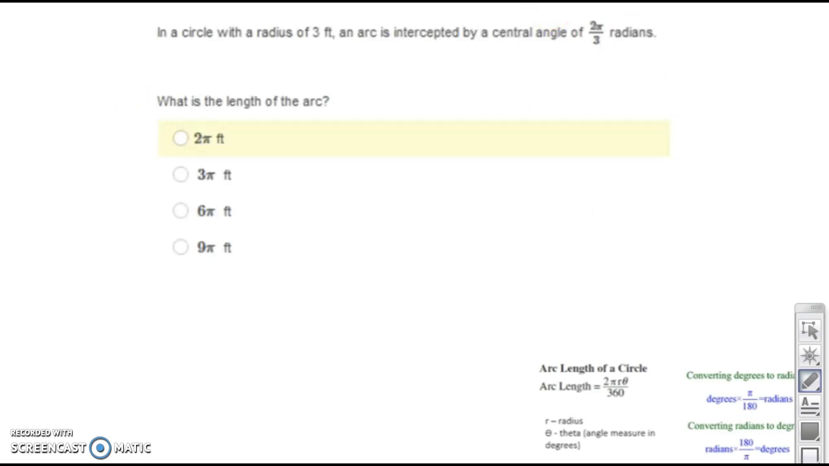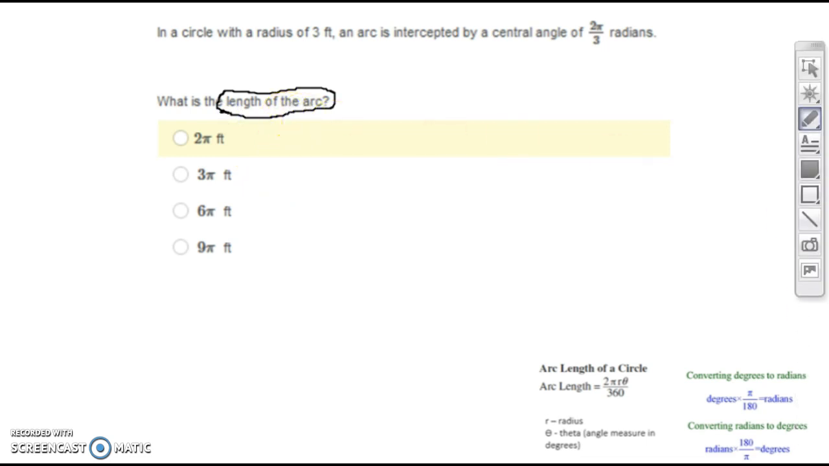Alright, this one says in a circle with a radius of 3, an arc is intercepted by a central angle of 2 pi over 3 radians. What is the length of the arc? Alright, since our ultimate goal here is to find the length of the arc, we're going to look at our geometry formula sheet and we're going to pick out the formula for arc length of a circle.